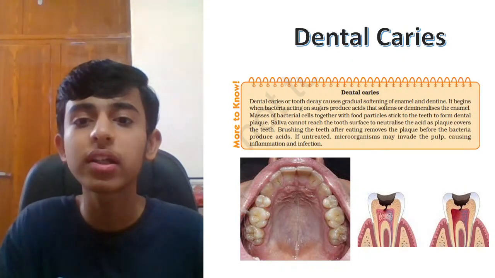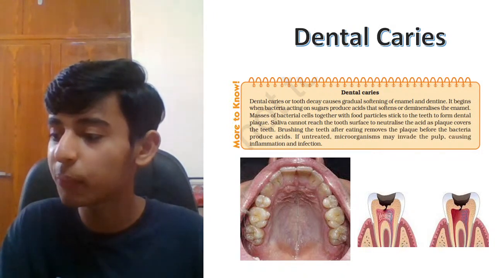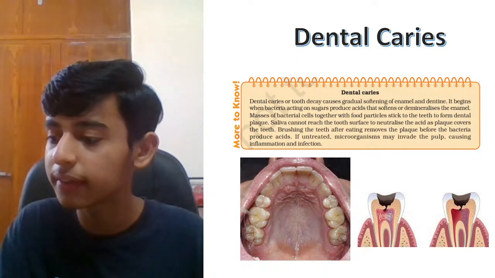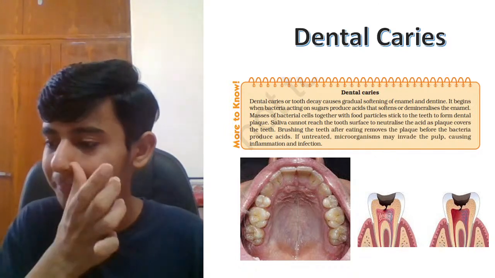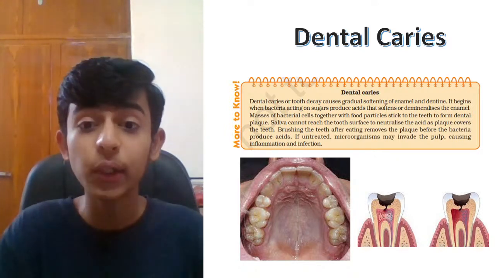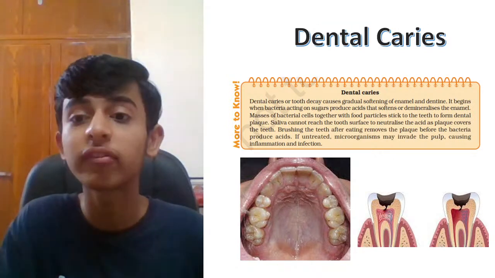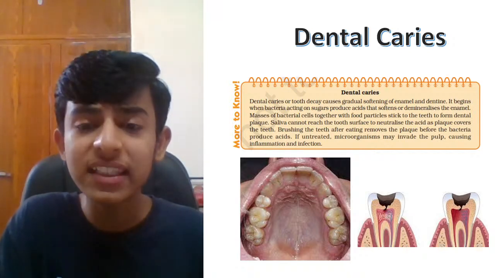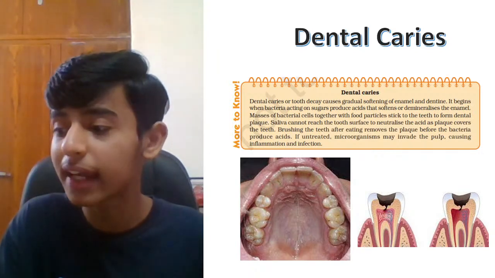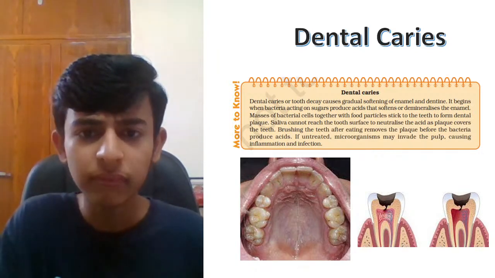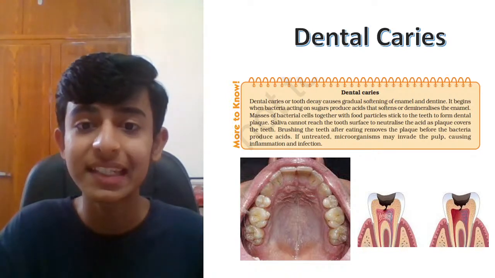Alright, now an important topic from NCERT, that is dental caries. How many of you know about dental caries? Okay, so dental caries, or tooth decay. It causes the gradual softening of enamel and dentine. It begins when bacteria acting on sugars produce acids that soften or demineralize the enamel. Masses of bacterial cells together with food particles stick to the teeth to form dental plaque.